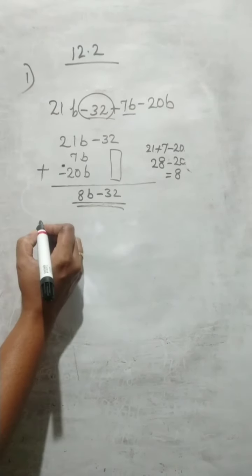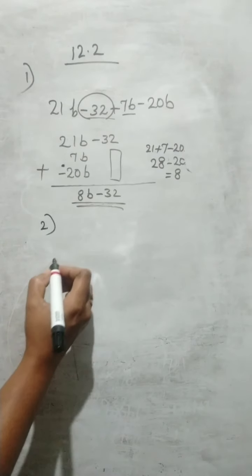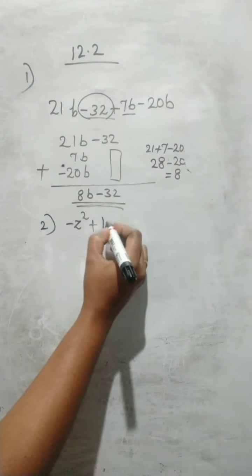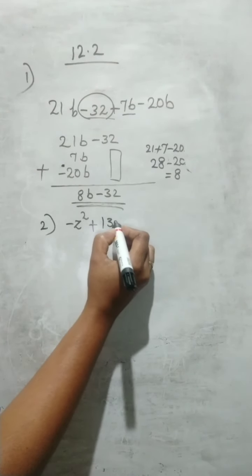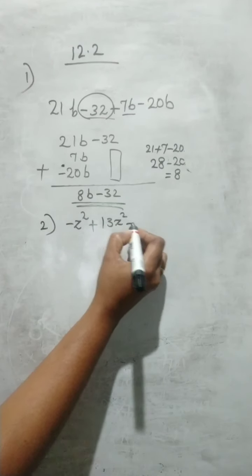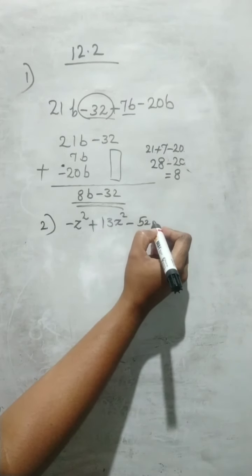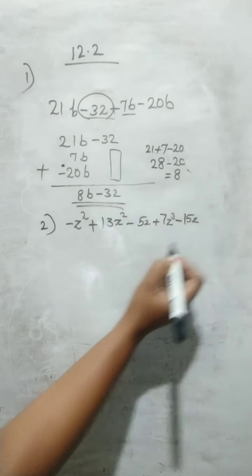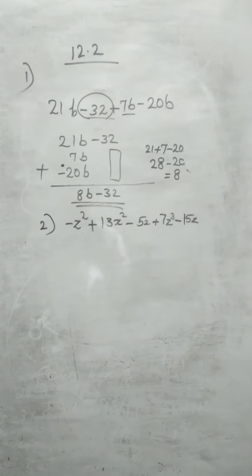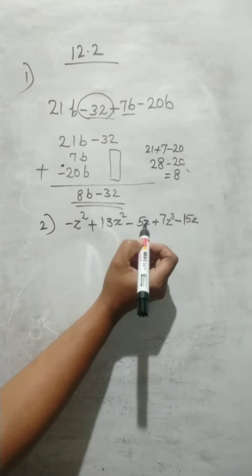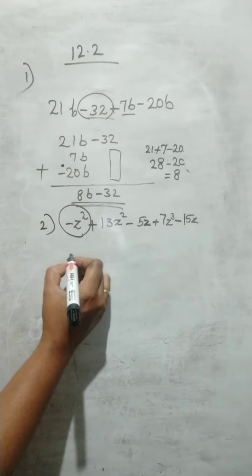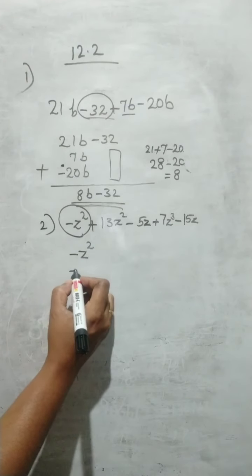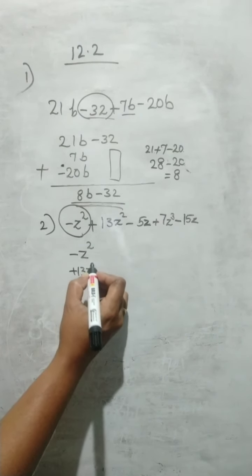Next question is minus z square plus 13z square minus 5z plus 7z cube minus 15z. Here, minus z square. We can write this one, then plus 13z square.